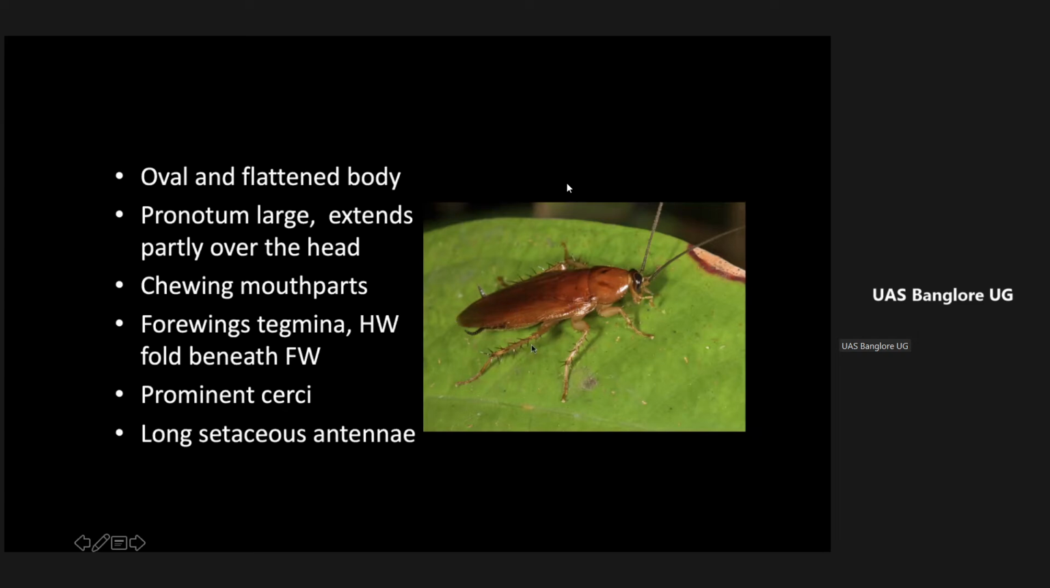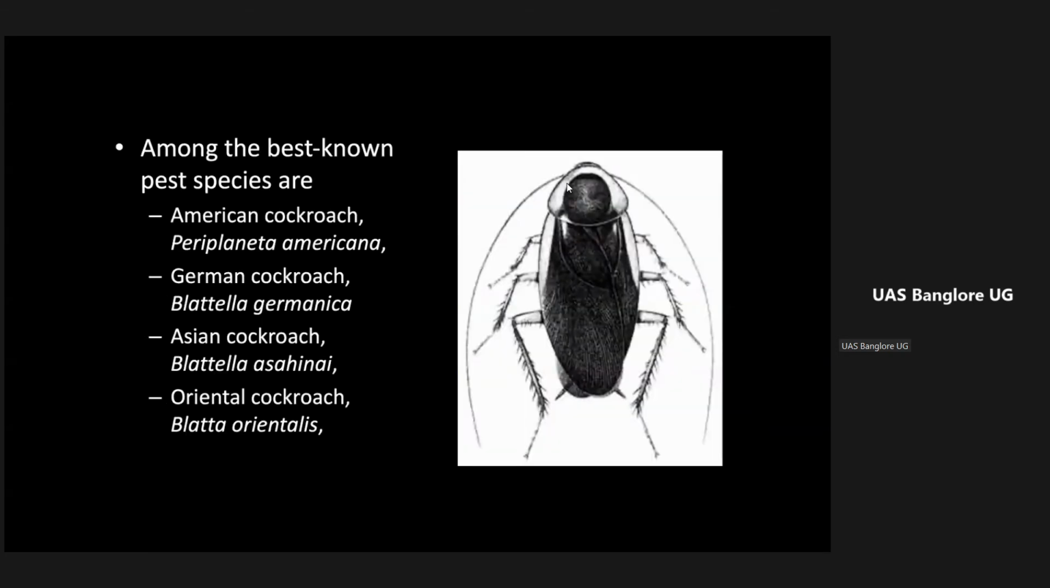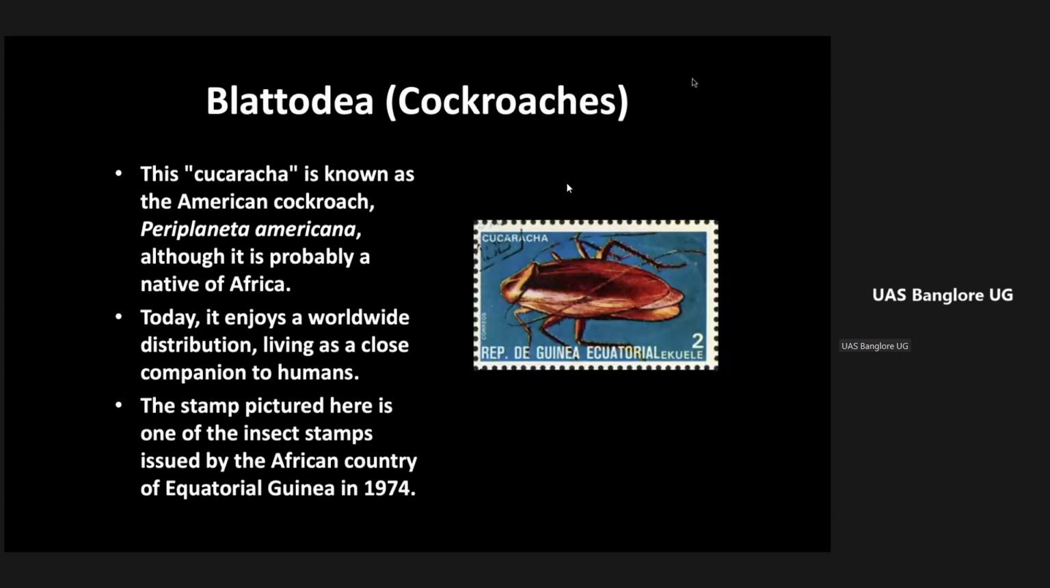Four wings, tegmina. There is no need for me to explain about the cockroach. They have prominent cerci and styli, and the antenna is setaceous type. So that is how you can remember the characters of the order Blattodea. Sorry, I said Odonata. Blattodea is nothing but your cockroaches. So that's how you can easily identify this order.